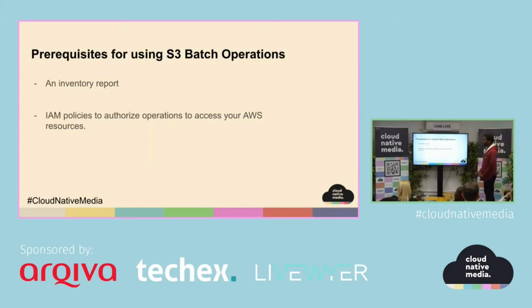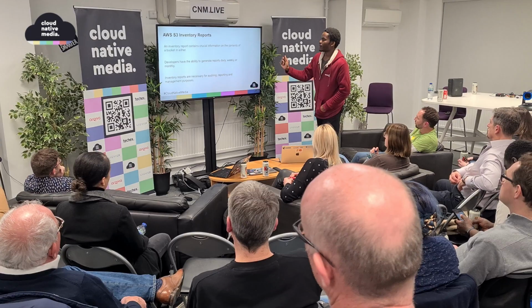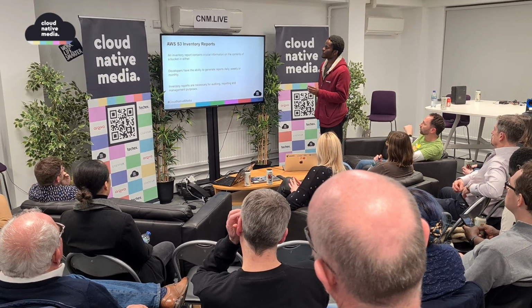Prerequisites for using batch operations are, first, you need something called an inventory report. This is something on AWS. Then you need the IAM policies, because batch operations perform actions on your behalf. The same way with AWS, if you're doing something that performs an operation on your behalf, you need to authorize it, and you perform the authorization through IAM policies, which you attach to the batch operations.